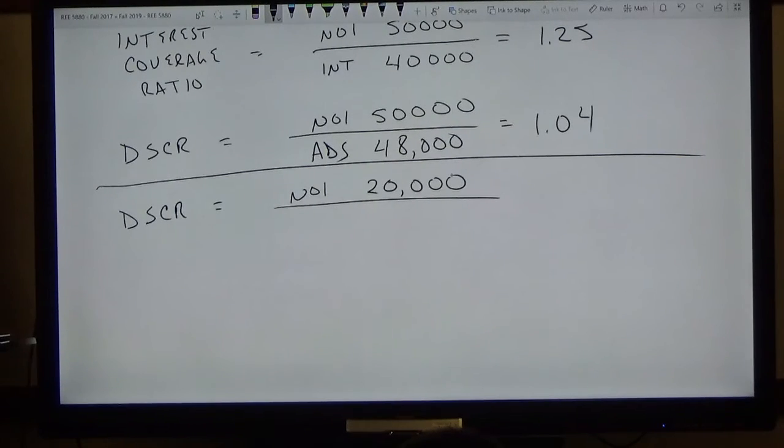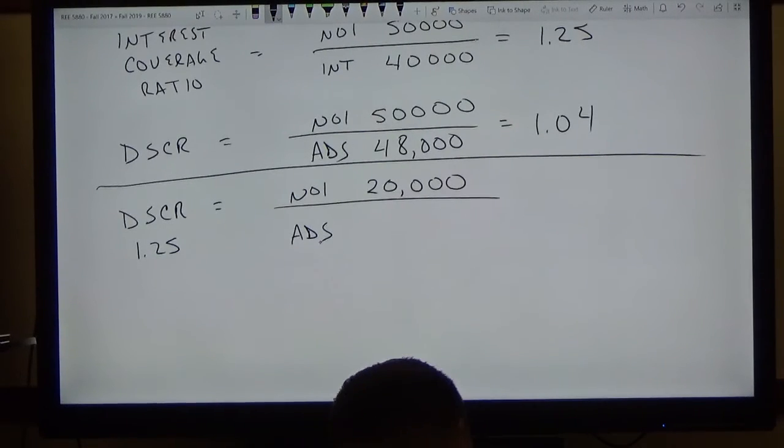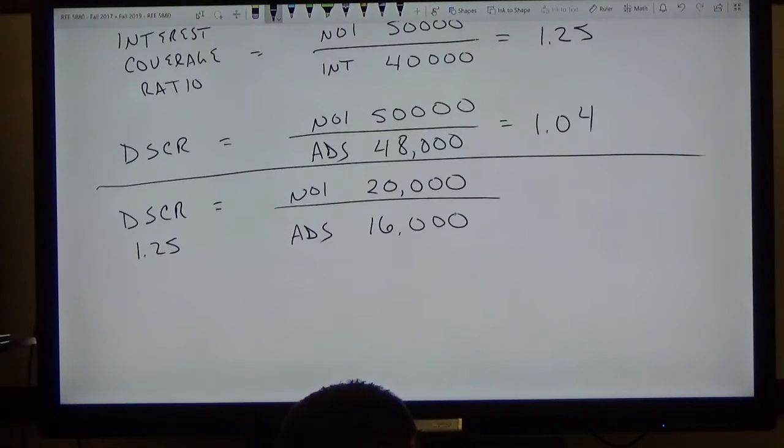And the lender is willing to make you a loan with a debt service coverage ratio of what? Give me a number. 1.25. 1.25 is what I'm hearing. Okay, so that means your maximum annual debt service would be $16,000.